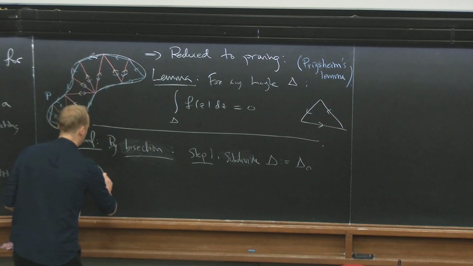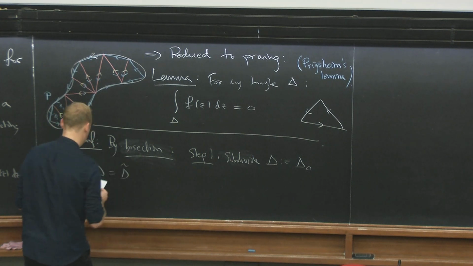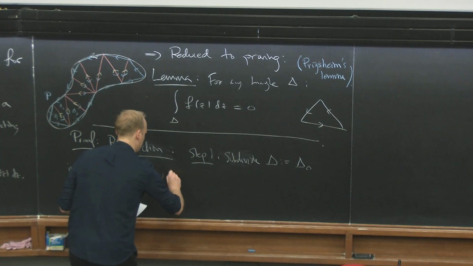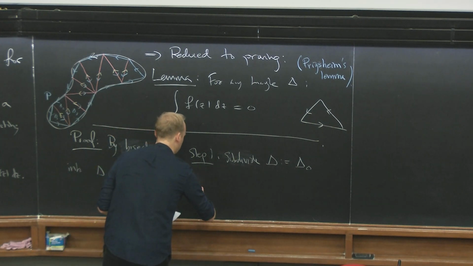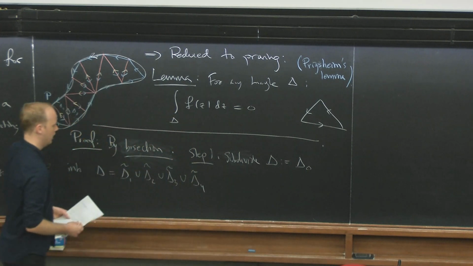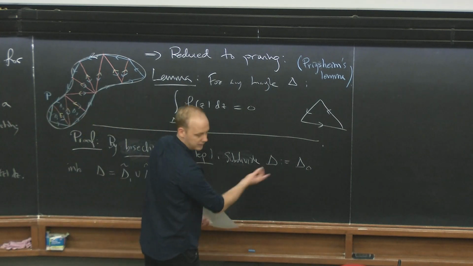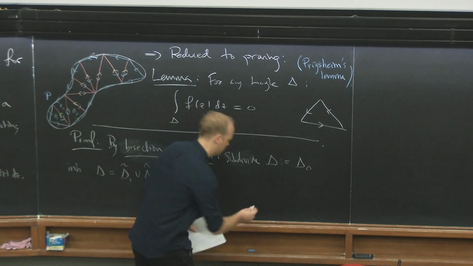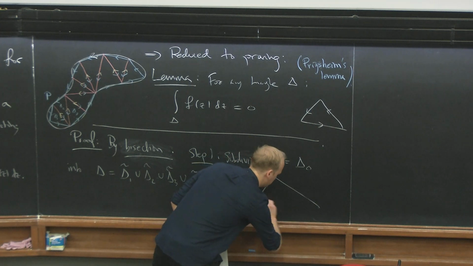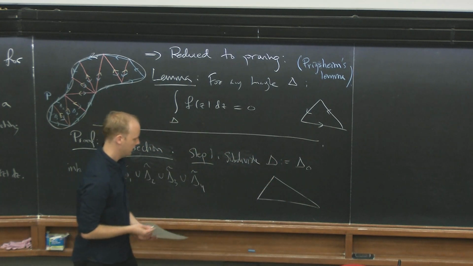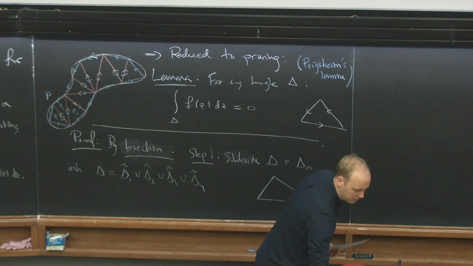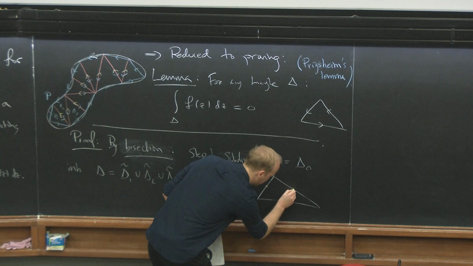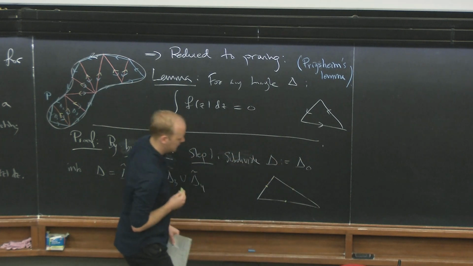into 4 parts. So we write delta is delta tilde of 1, union delta tilde of 2, union delta tilde 3, union delta tilde 4 in the following way. So it's easiest to describe it by a picture. Of course, you can write it down in words, but it's much easier since we're here with a blackboard. What I do is I take the middle point on each side. So this is why it's called bisection.